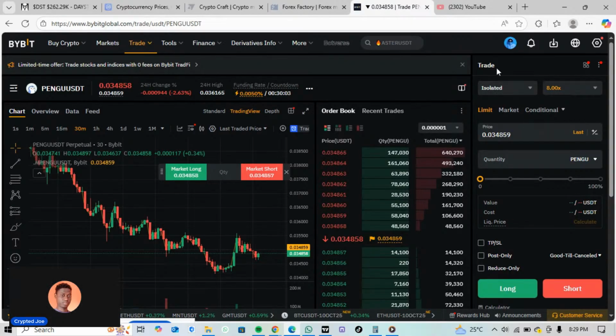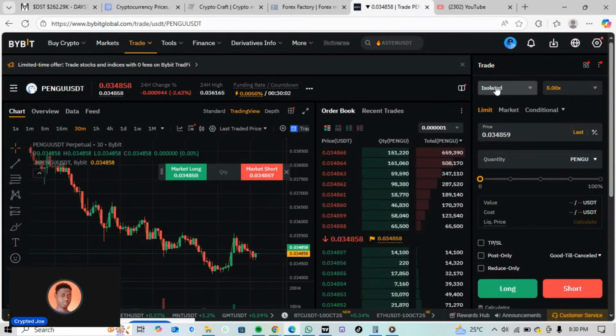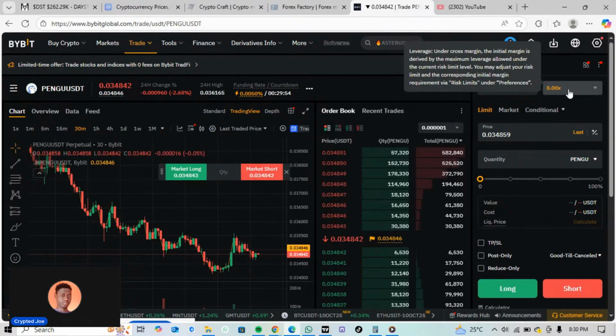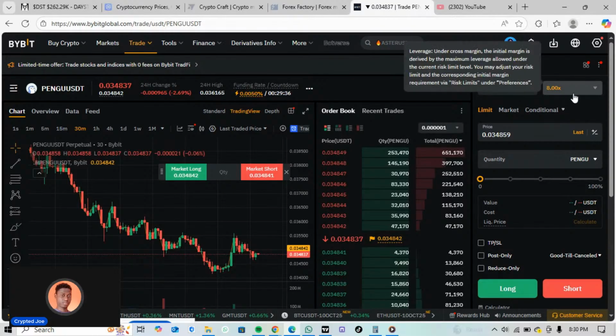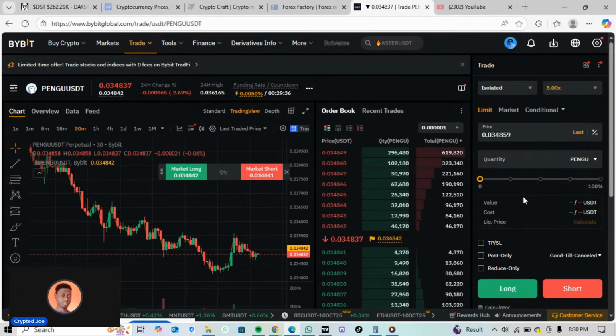Now when you open your Bybit, you make sure that this is on isolated, not on cross or portfolio. Make sure it's on isolated. Then the leverage is what you will adjust or modify when you are done inputting your entry price, your order value price, then your TP and SL. You understand? So when you are done with those, that's when you adjust your leverage to see if your stop loss will hit first before your liquidation price.